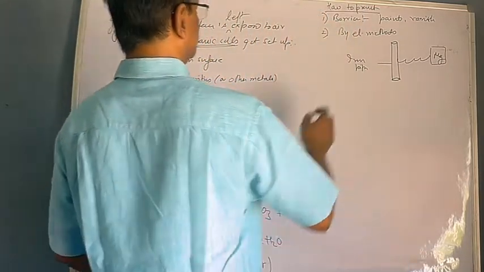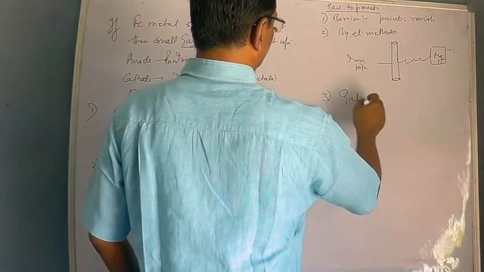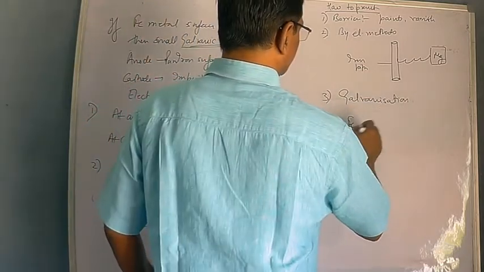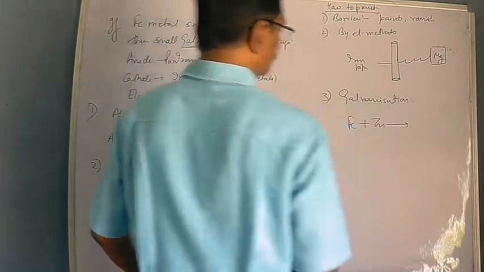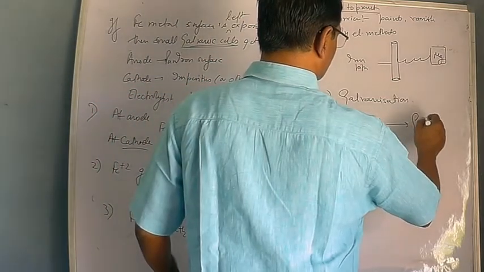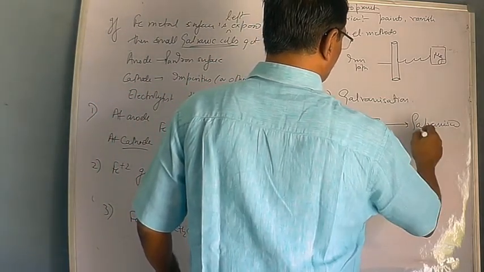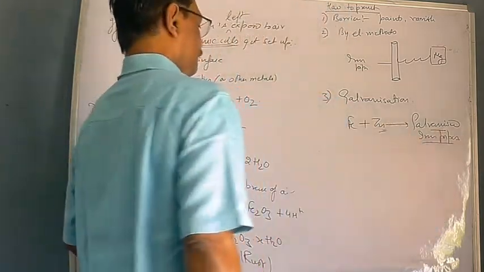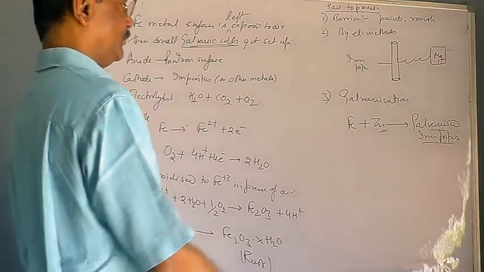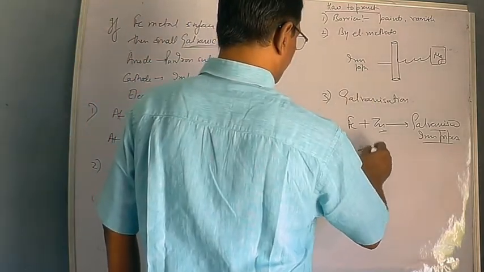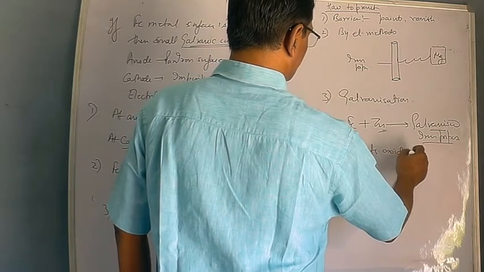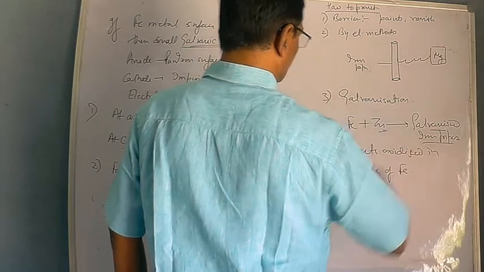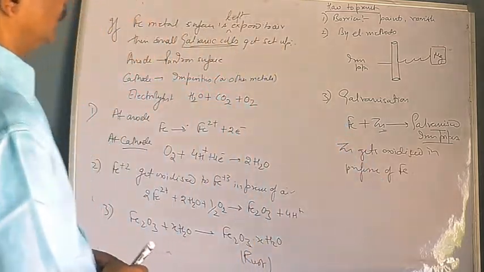Number three, galvanization, that you have been studying from class 10. So iron and Zn are combined to get galvanized iron pipes. We all know that Zn is more reactive than iron, therefore Zn gets oxidized in preference to iron, and hence again hinders the process of corrosion.